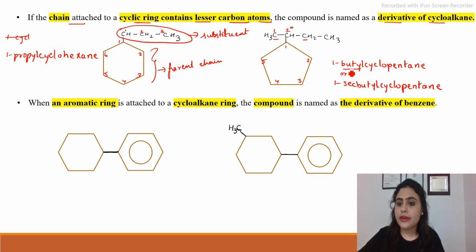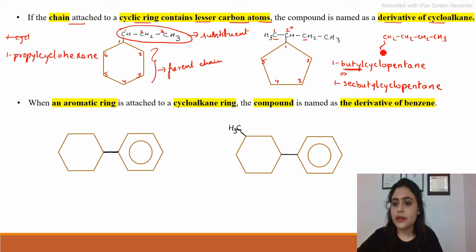Because if you straight away write butyl, then it can be written this way also: CH2, CH2, CH2, CH3 and then cyclopentane. It can be this way also, but it's not. It's on the secondary carbon. So we'll write 1-sec-butylcyclopentane. This will be the correct name. This is the wrong name.